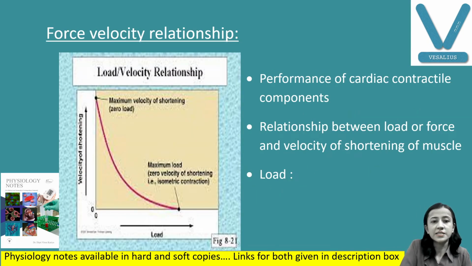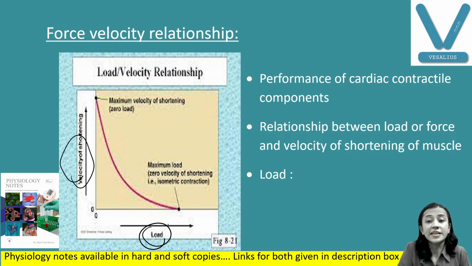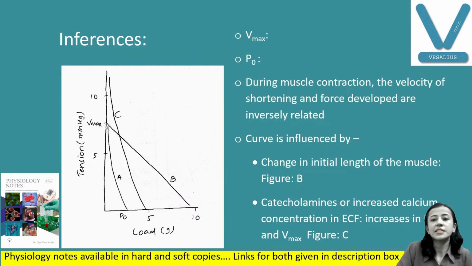You can see here there is a relationship between the force and the velocity of shortening. Relationship between force or load, both are the same thing, and velocity of shortening. What is load? That is the resistance against which the heart or ventricle has to pump the blood, and velocity is equal to stroke output. The more the velocity of shortening, the more the stroke output. As the load increases, velocity of shortening decreases, or you can say stroke output decreases.